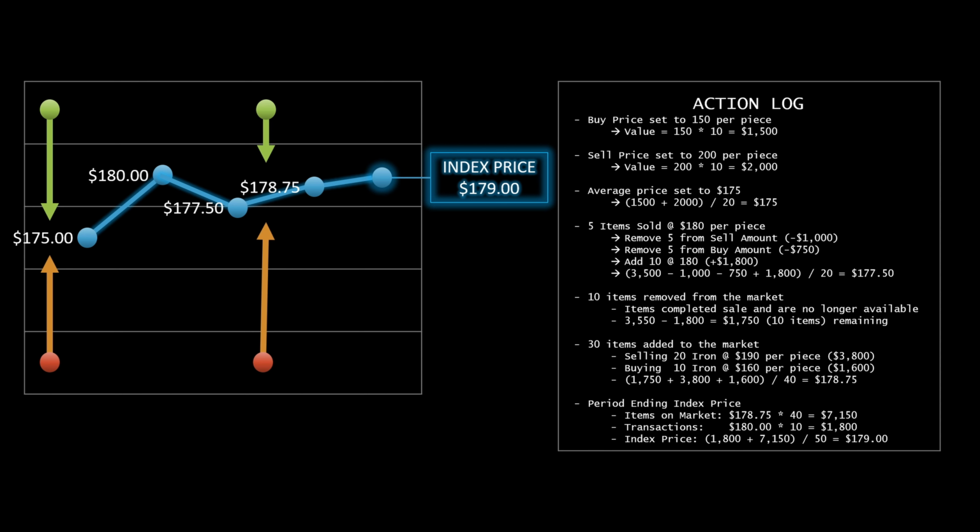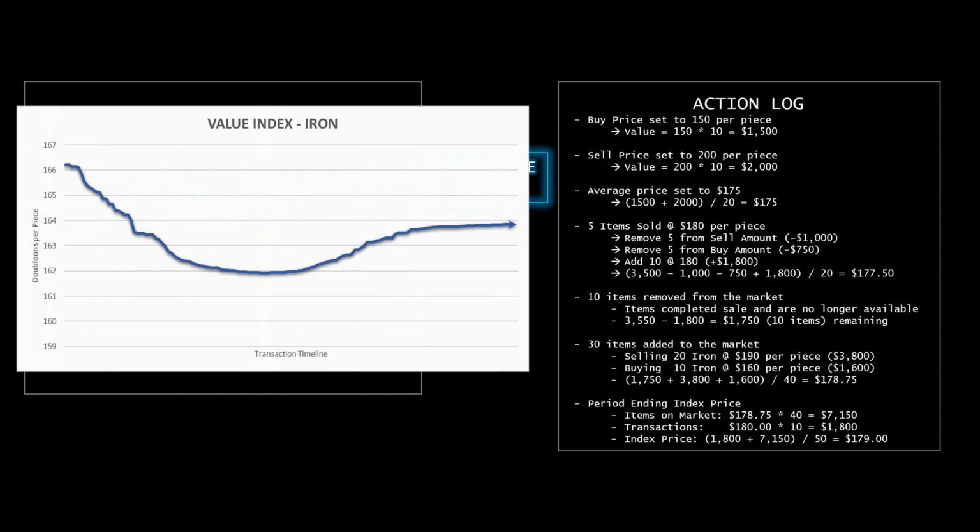But where it gets interesting is when you start doing this kind of calculation over hours, days, months, and even years, with hundreds to thousands of transactions being tracked, and then it starts to paint a picture, one that would actually look like this. As of recording this video, this is the current price index of iron, which represents the market over the past few days. There are multiple sellers and transactions that are occurring per hour.